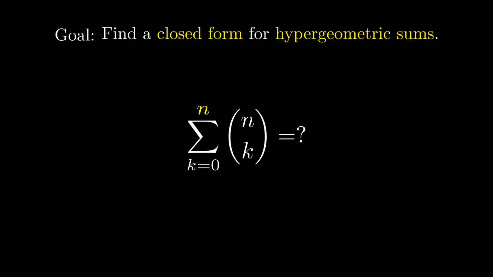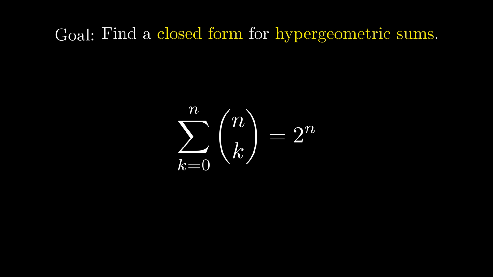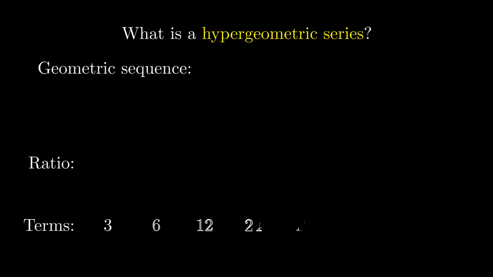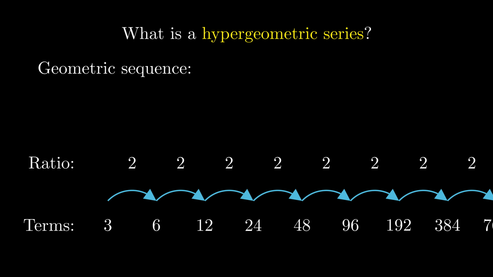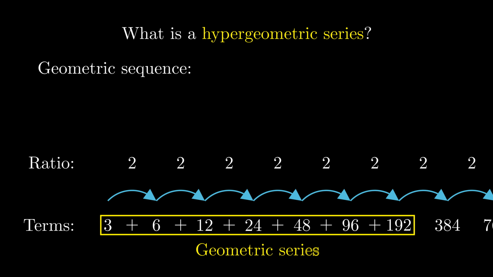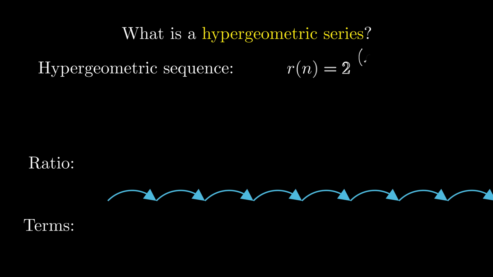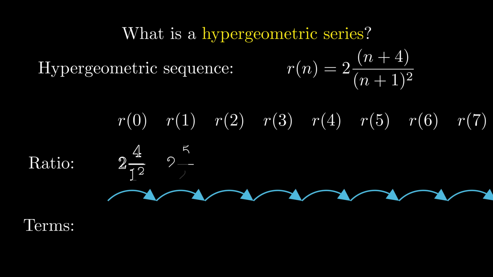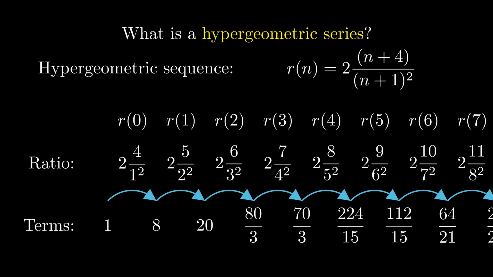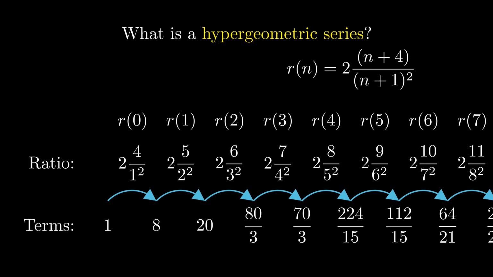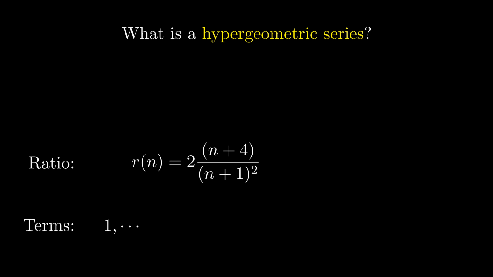Remember that our goal here is to find a closed form for any hypergeometric summation if it exists, and be able to prove our result. Let's take a minute to review what hypergeometric means. A geometric sequence is when we start with a number and each successive term is multiplied by the same ratio. The geometric series is simply the sum of the terms of the sequence. A hypergeometric sequence is simply a sequence where the ratio between successive terms is not constant, but outputs of a rational function. The hypergeometric series is once again just the sum of the terms of the sequence. So if we have the first term and the rational function, we have the entire sequence.